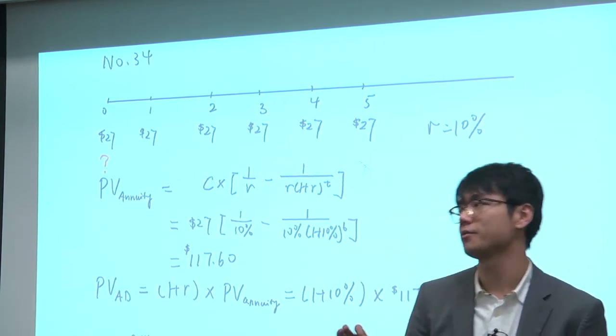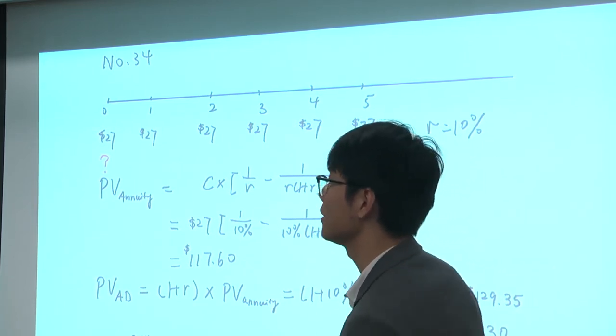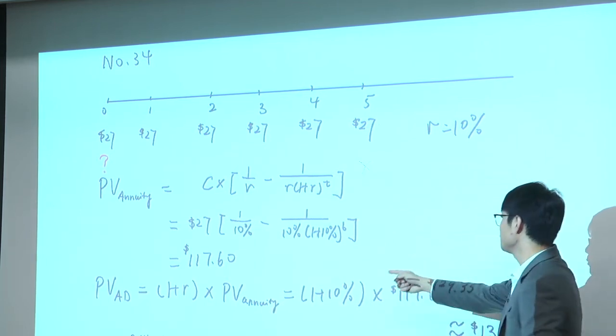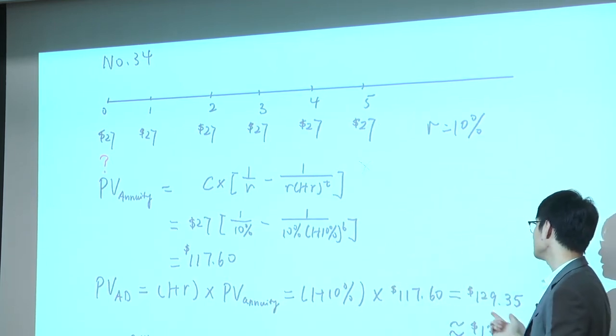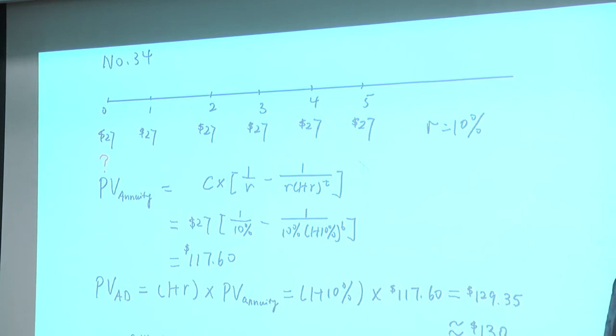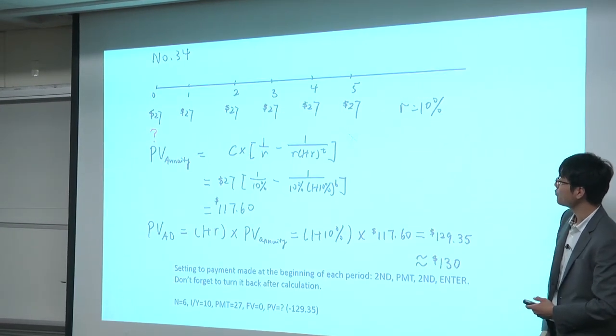$117.60. But remember, when you reach here, you're not done yet. That's the present value of the annuity. But here, this question is what? Annuity due. So you need to multiply by another 1 plus 10% to reach $129.35, which is almost $130. The answer is A.